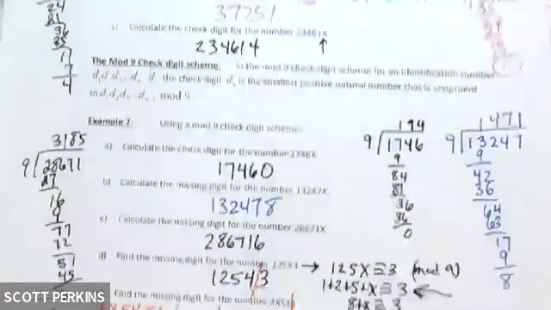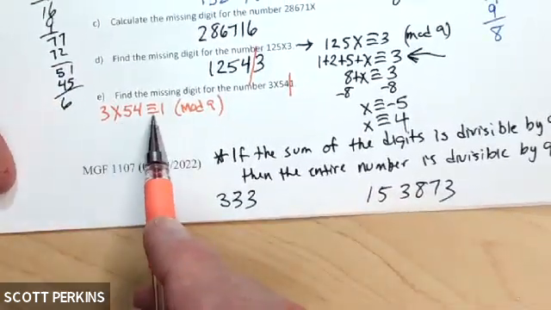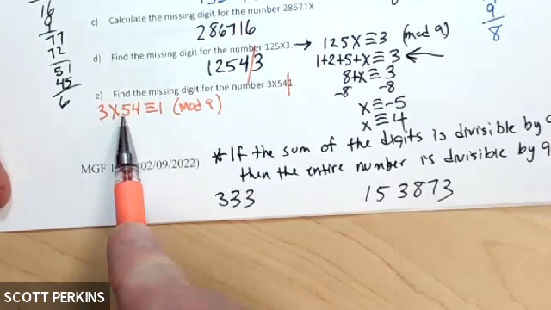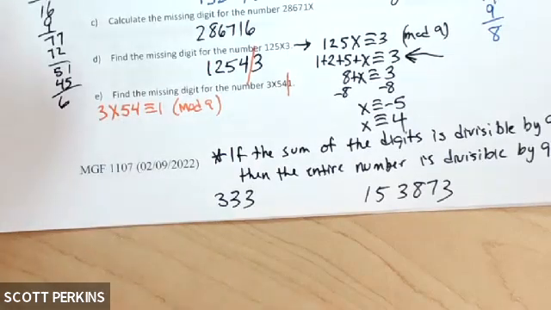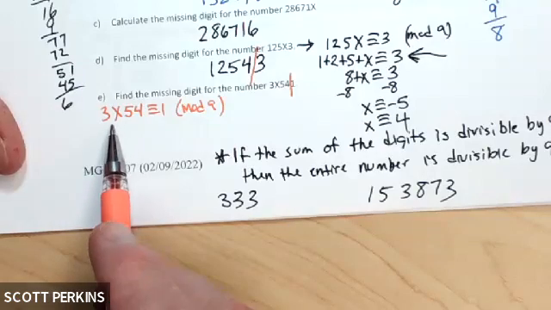Okay, so here we go. I've got my 3x54. I need to know what value of x would give me a remainder of 1 on this 4-digit number when I divide by 9. And you can go ahead and do what math people call the brute force method of just substituting 0 and then 1 and then using your calculator. You'll get there eventually.